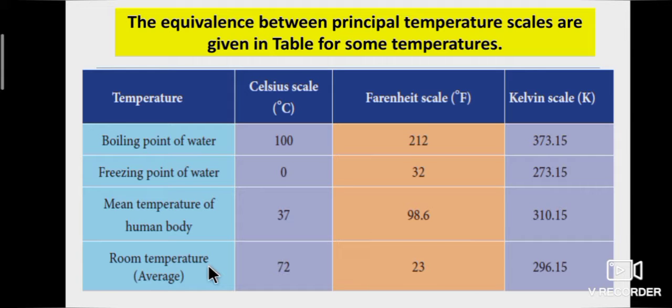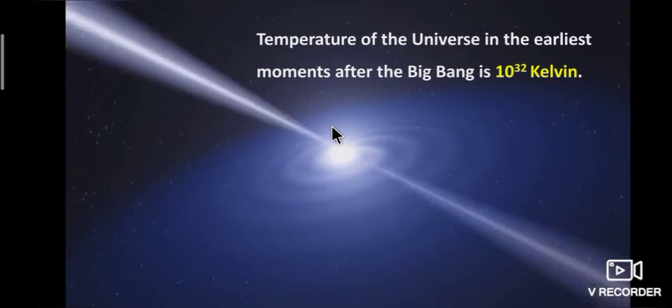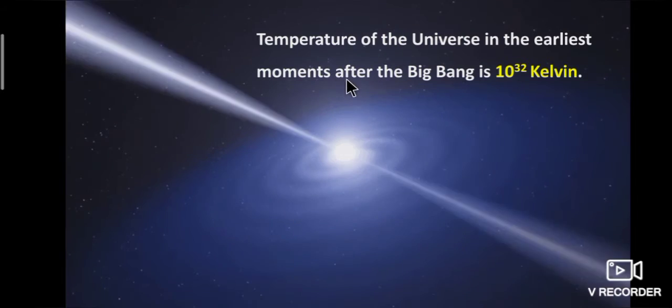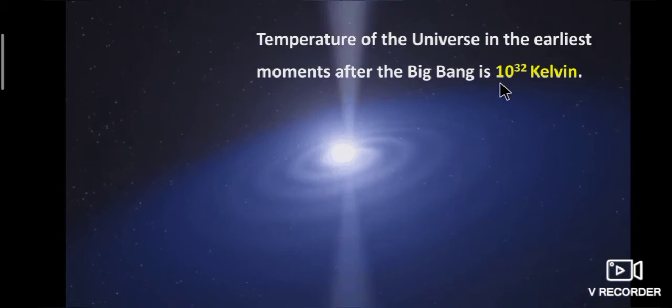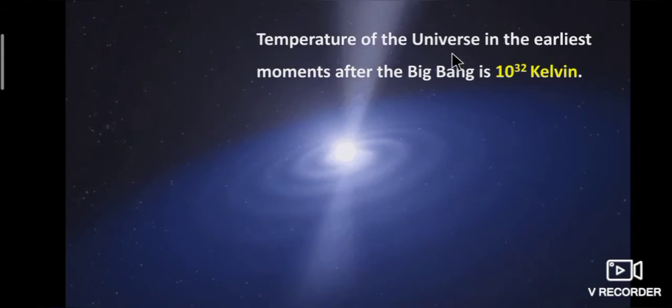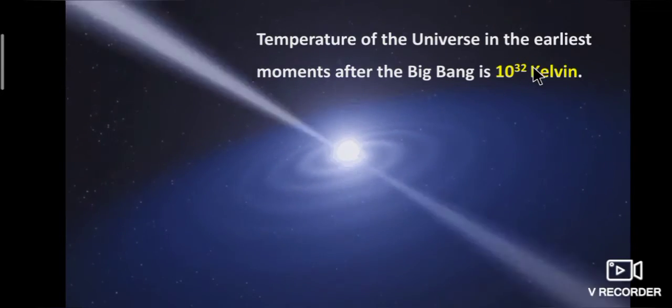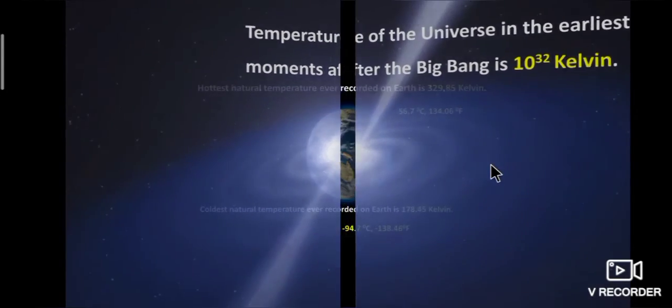Room temperature, that is average room temperature, in Celsius 72 degrees Celsius, Fahrenheit 23 degrees Fahrenheit, Kelvin 296.15 Kelvin. Do you know, students, the temperature of the universe in the earliest moments after the Big Bang is 10 power 32 Kelvin.